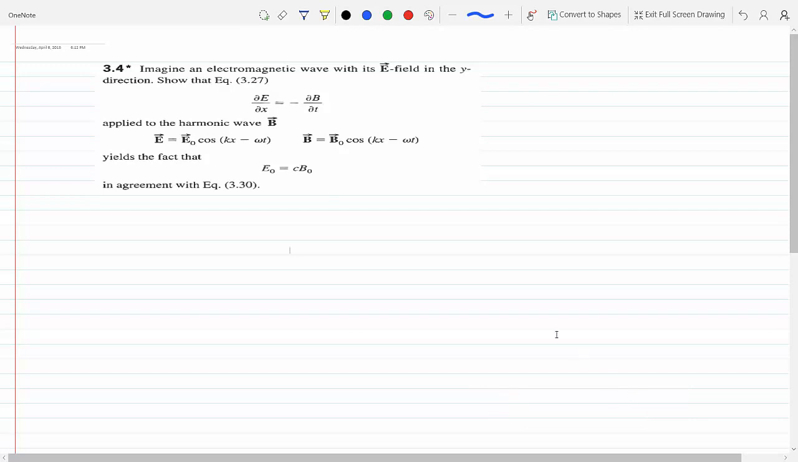It's actually straightforward. We just differentiate the electric field with respect to x. We differentiate the magnetic field with respect to t, partial derivatives, of course. We take negative that, equate it to the partial derivative of E with respect to x, and then we see what condition that imposes on the amplitudes. And if everything is done correctly, that condition should be the result: the magnitude of the electric field is c times the amplitude of the magnetic field.